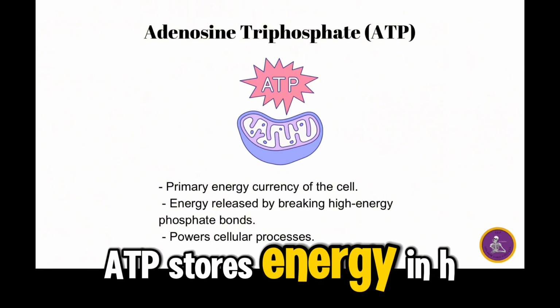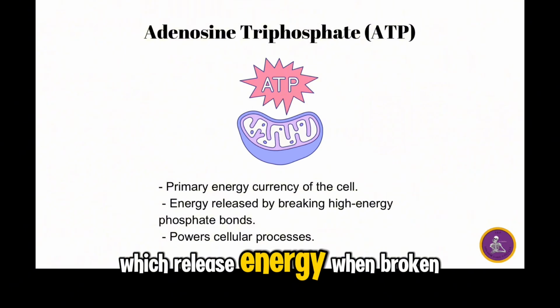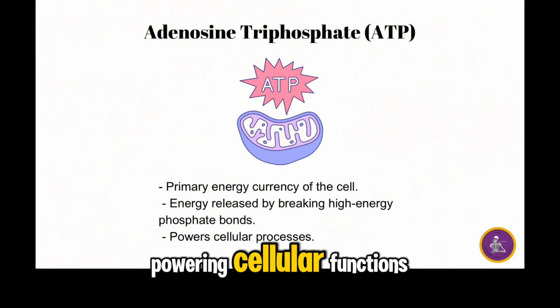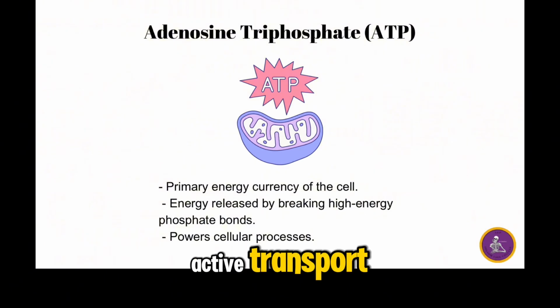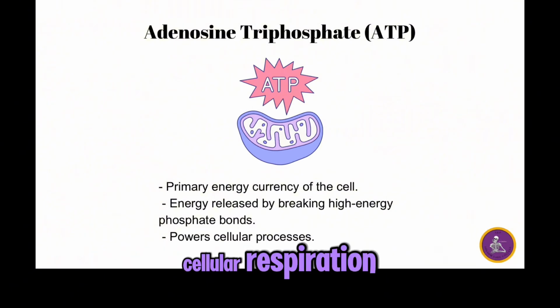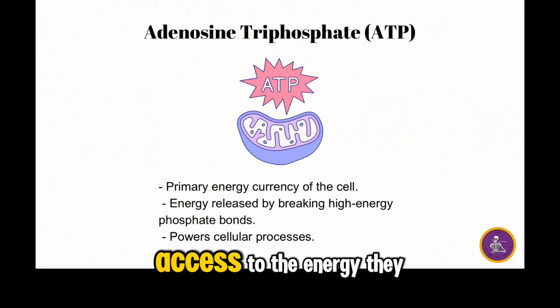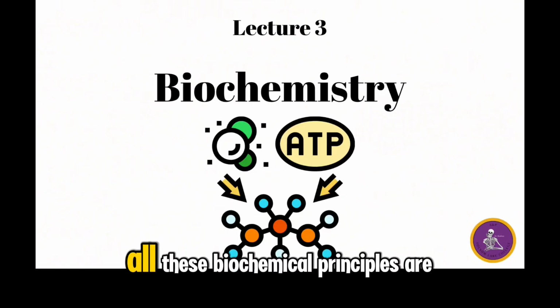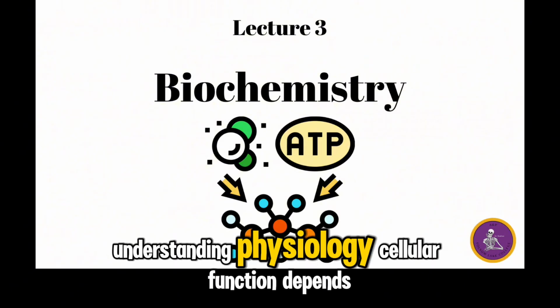ATP stores energy in high-energy phosphate bonds, which release energy when broken, powering cellular functions such as muscle contraction and active transport. ATP is continuously regenerated through cellular respiration in the mitochondria, ensuring that cells always have access to the energy they need. All these biochemical principles are fundamental to understanding physiology.